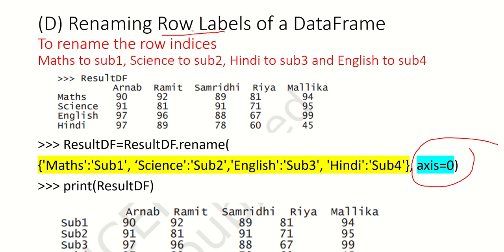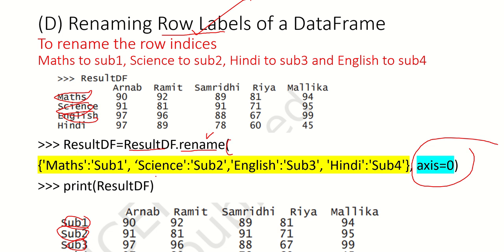First we shall see how row labels can be renamed. Renaming in the sense like here, the word Max will be renamed as subject 1, and science has to be renamed as subject 2, and English has to be renamed as subject 3. So how can you write it as a Python statement? DataFrame dot rename. So rename is the function that we have to use.